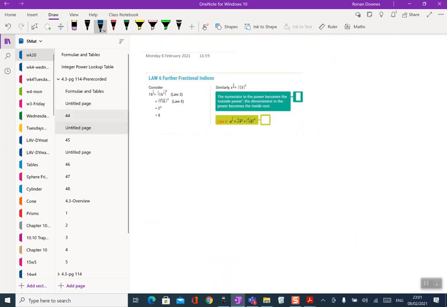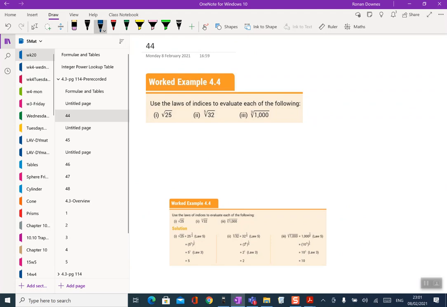Not much more to be said. You learn these by example. So we go in here and they ask, what's the square root of 25? What number multiplied by itself gives 25? The answer is 5 by inspection.